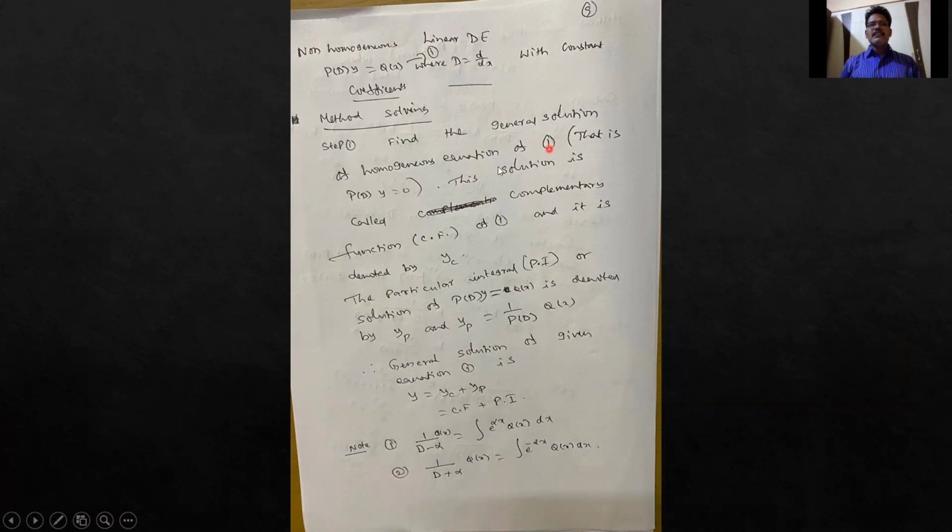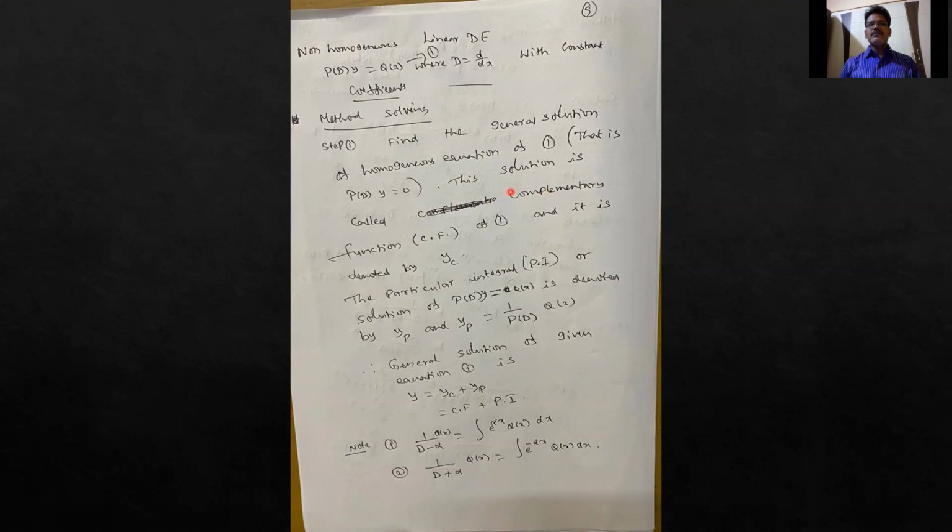First, find the general solution of the homogeneous equation (1). That means if Q(x) equals 0, then the given equation is called a homogeneous linear differential equation with constant coefficients. That is, P(D)y = 0. Homogeneous means the right-hand side Q(x) equals 0. Then the equation P(D)y = 0 is called a homogeneous equation.